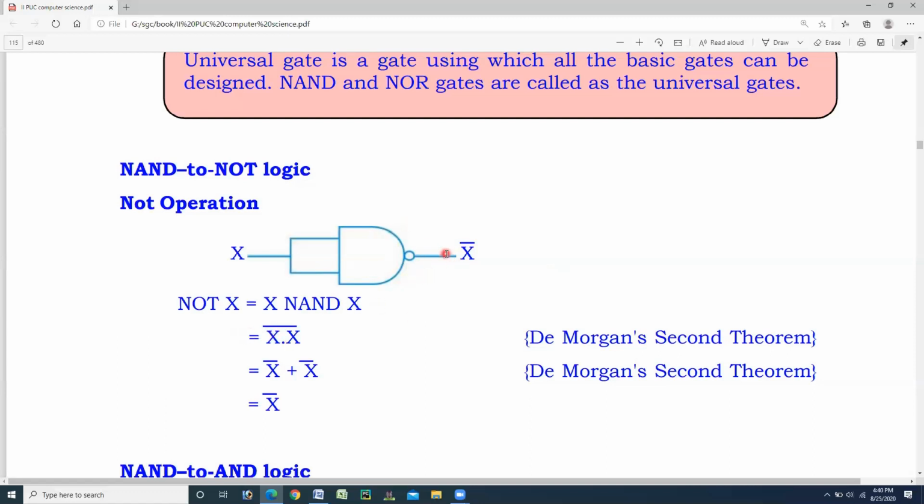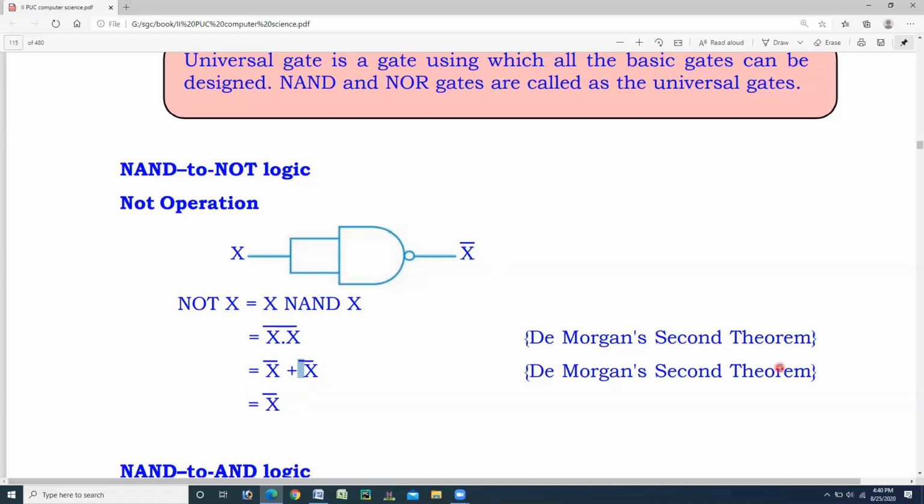But by De Morgan's second theorem, we know that X dot X whole complement is nothing but X complement plus X complement. By De Morgan's second theorem, X complement plus X complement can be written as X complement. It means by taking X as the common input, we are getting X complement as the output. It means the NAND gate is working like a NOT gate.